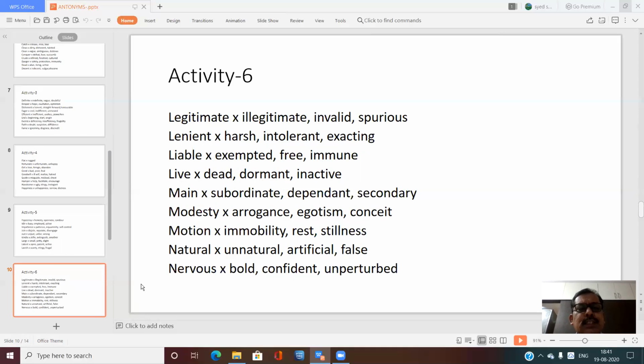Next, legitimate, illegitimate. We have added the prefix il here to make this word an antonym. Invalid means that the point is not fit for consideration. Spurious means not genuine. Next, lenient. Opposite words: harsh, intolerant, exacting.